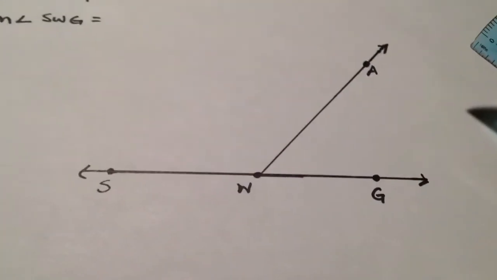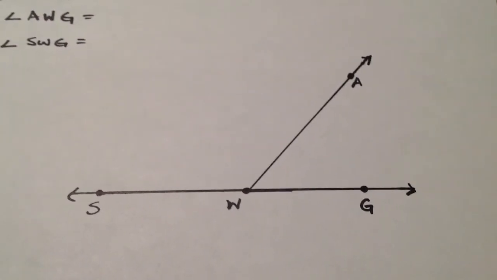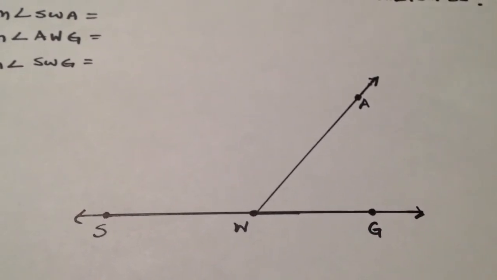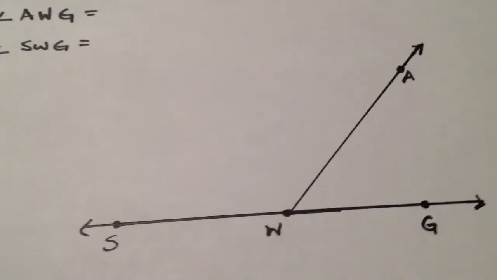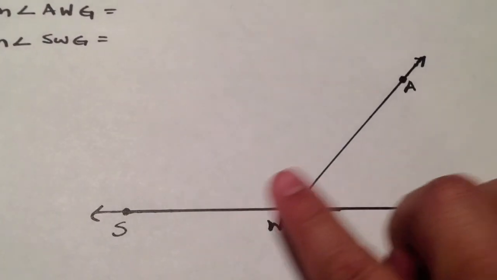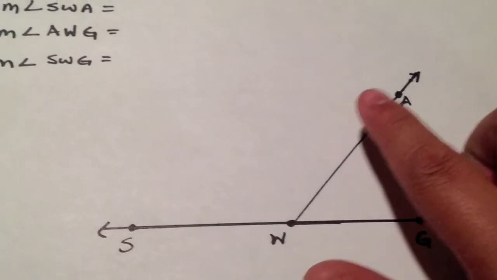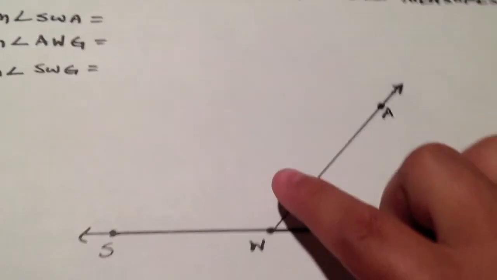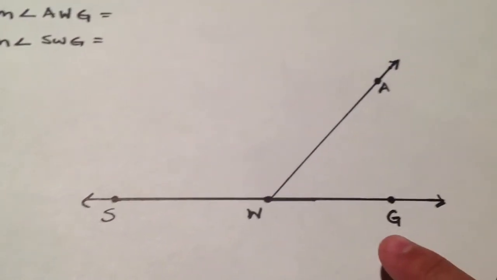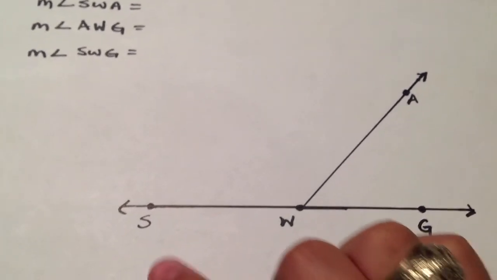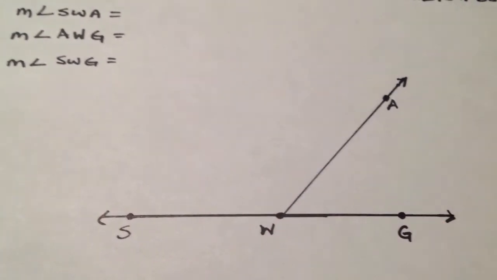So if we come down here and look at our angles that are together here, you will notice that SWA, which is the first one we're looking at, is right here. Here's SWA, and AWG is right here, and then SWG is here.